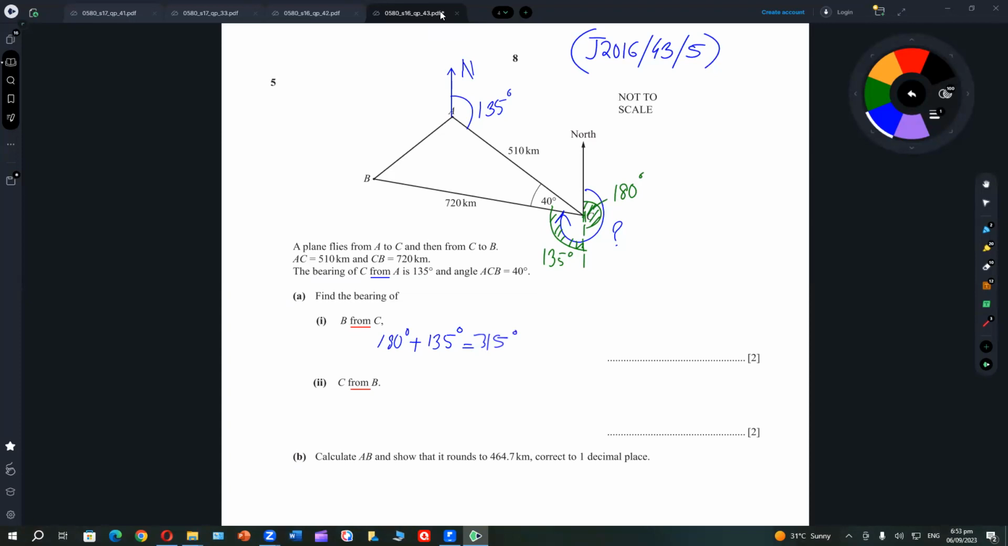C from B. What is the letter after the word from? B. So we need a north line on B.